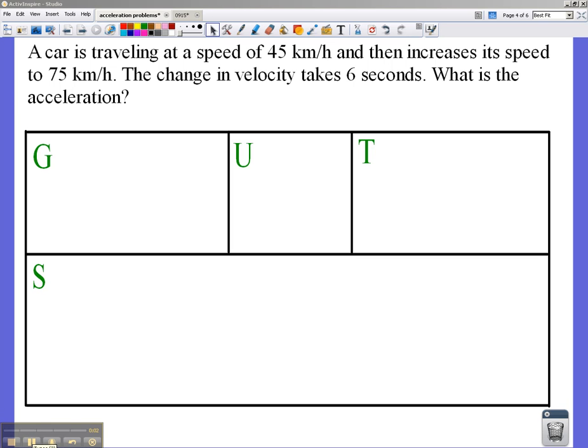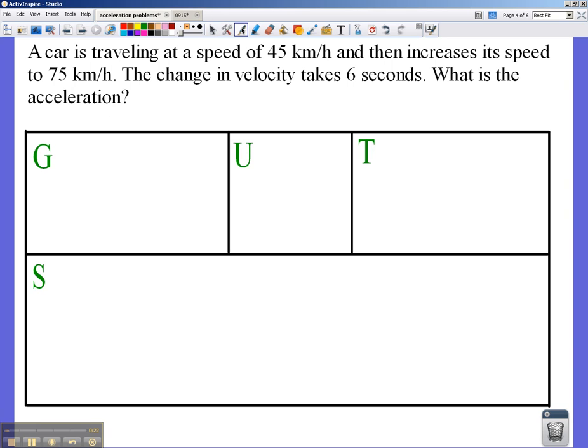A car is traveling at a speed of 45 kilometers per hour and then increases its speed to 75 kilometers per hour. The change in velocity takes 6 seconds. What is the acceleration? Alright, so again, whenever you have a word problem, it's a really good idea to try to use GUTS. Given, unknown, tool, and solution.